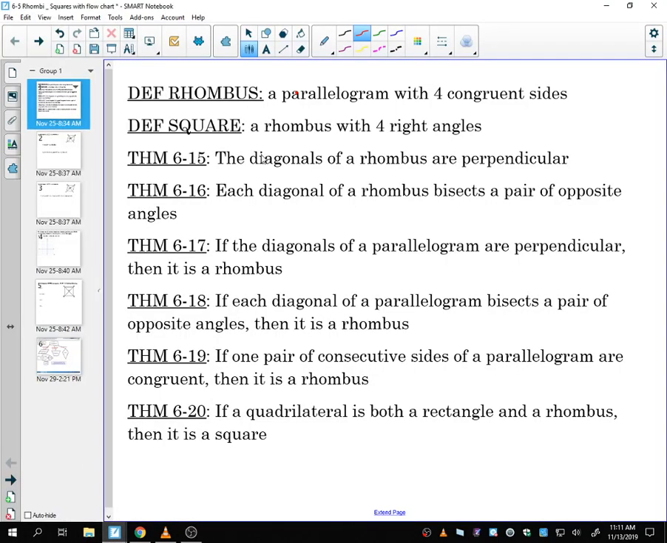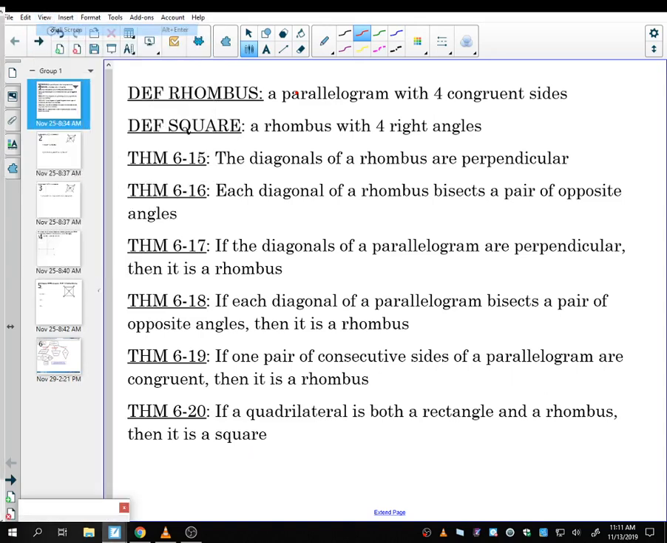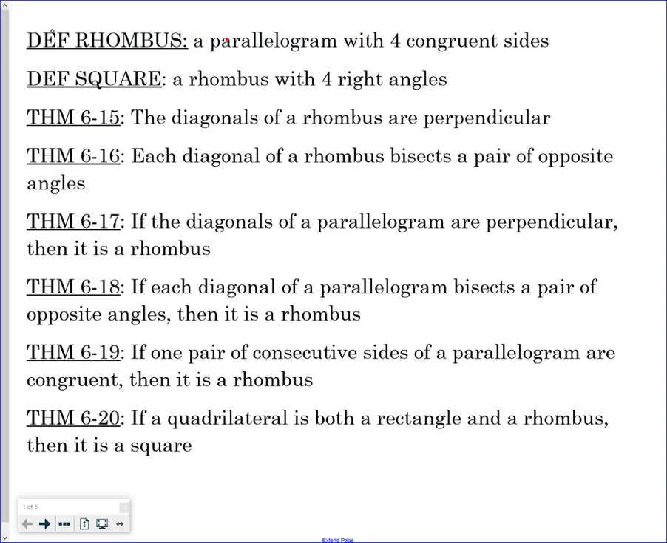Here we are. All right. 6-5, rhombi and squares. Rhombi is just plural for rhombus. That's just plural, so don't think you don't know that word. So we're piggybacking off of what we've talked about already. We've already talked about parallelograms.